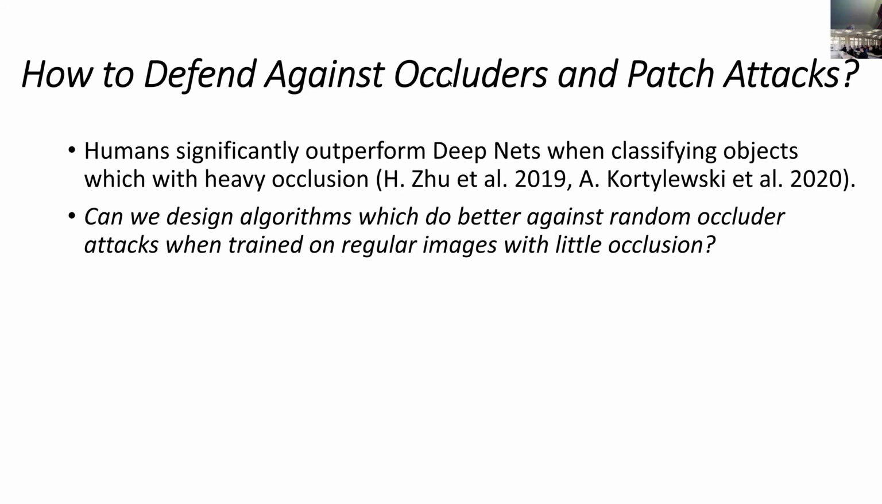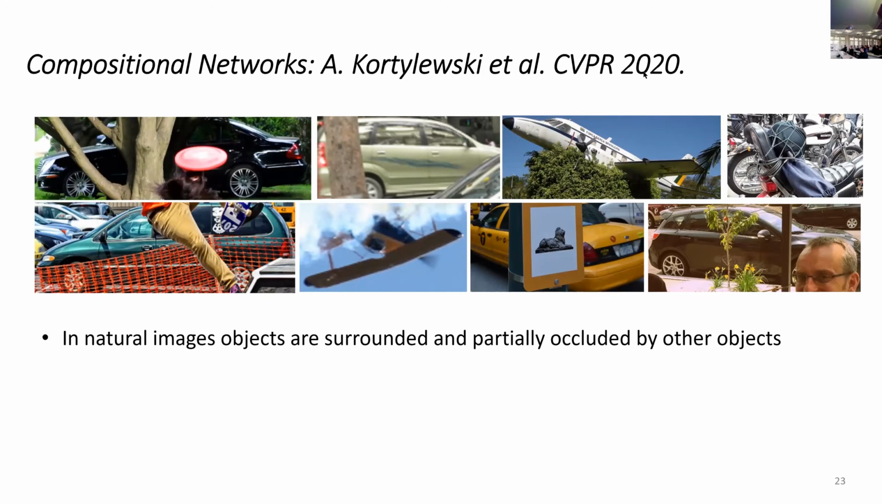So starting off with the first part, how to defend against occluders and patch attacks. If you test human performance, humans outperform deep networks significantly when classifying objects which have heavy occlusion. So can we design algorithms which can do better and can perhaps approach human performance? But again, without training them on images which have large amounts of occlusion. Here is a paper that was in CVPR this year.